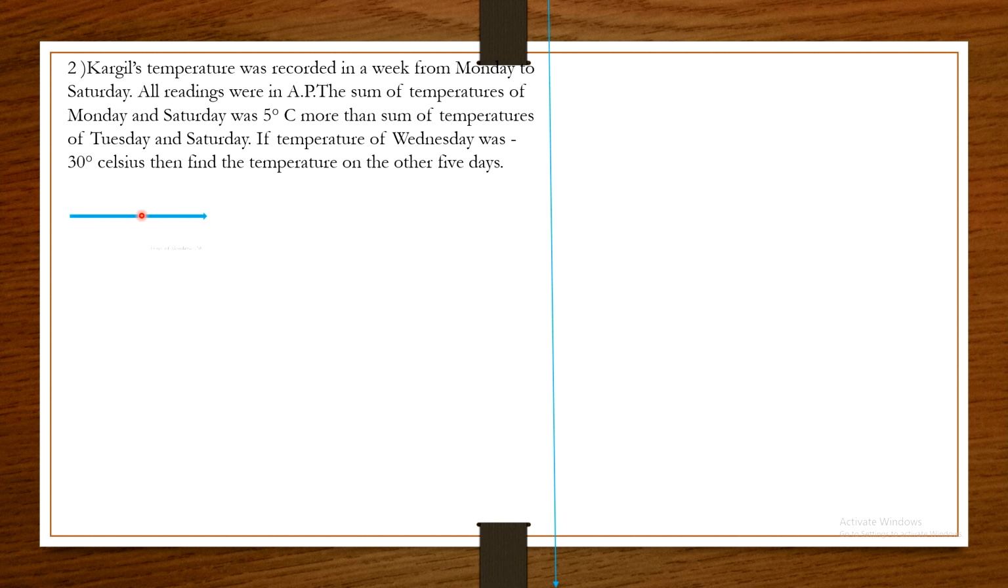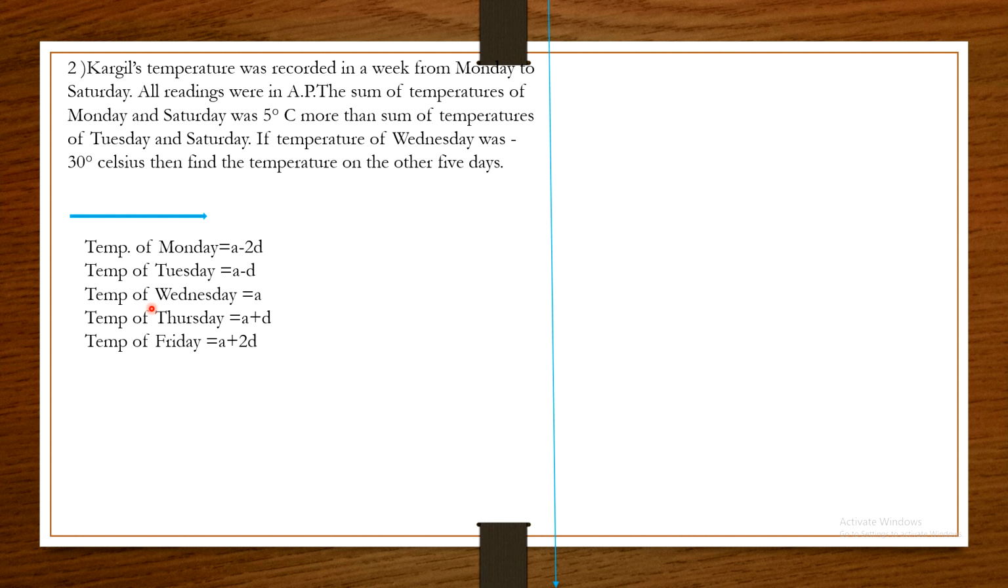Here we have to record the temperature from Monday to Saturday. The sum of the temperatures of Monday and Saturday is 5 degrees more than the temperature of Tuesday and Saturday. So the temperature of Monday is a - 2d, Tuesday a - d, Wednesday a degree Celsius, Thursday a + d, and Friday a + 2d. We have to know that these are consecutive temperatures, and we can write them in this way.